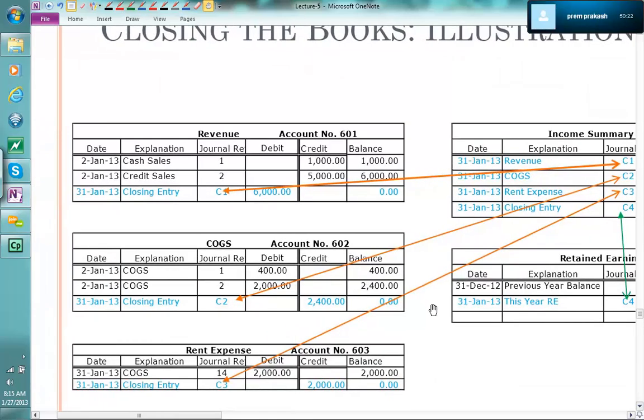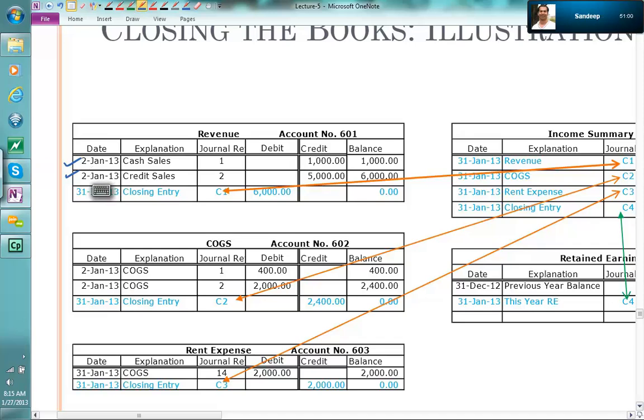Are you guys able to see the example? Yeah. Okay. Here, all the blue entries are closing entries and all the black entries are what you already have. For example, in the sales revenue account, you have two entries and you are closing on 31st January 2013. Say you have a one month period, and at the end of the month you want to close the books.